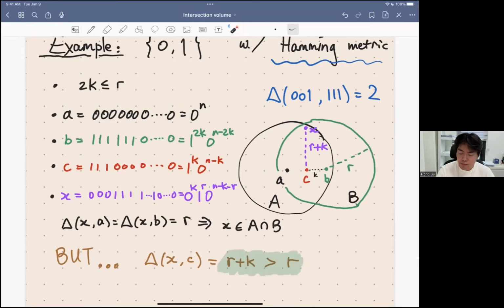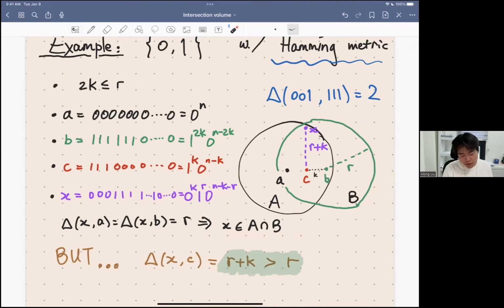Now let's consider this purple point X. So what is the purple point X? We have the first k digits 0, followed by r digits of 1, and the remaining 0. It's easy to compute that the Hamming distance from X to both centers A and B is r. What it means is that X lies exactly on the shell of these two balls. So X lives in the intersection.